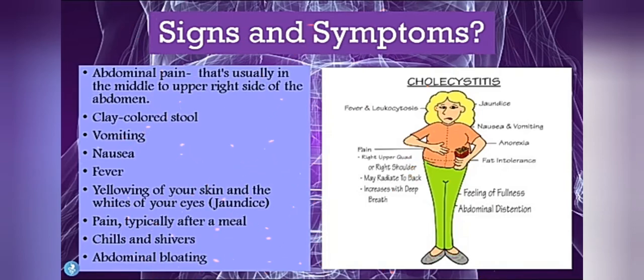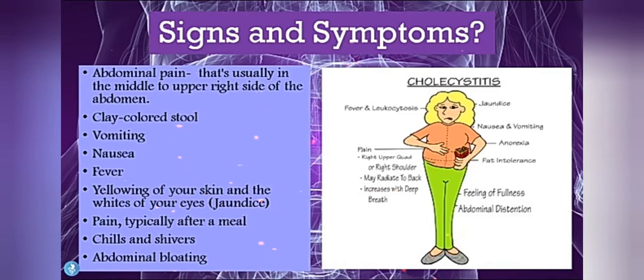They may also have signs and symptoms of vomiting, nausea, and fever. Of course, if we have infection or inflammation in the body, it's going to cause that fever and leukocytosis, or the increase of white blood cells. There's also going to be the yellowing of the skin and the whites of the eyes, which is jaundice, and that is because of the increase in bilirubin.